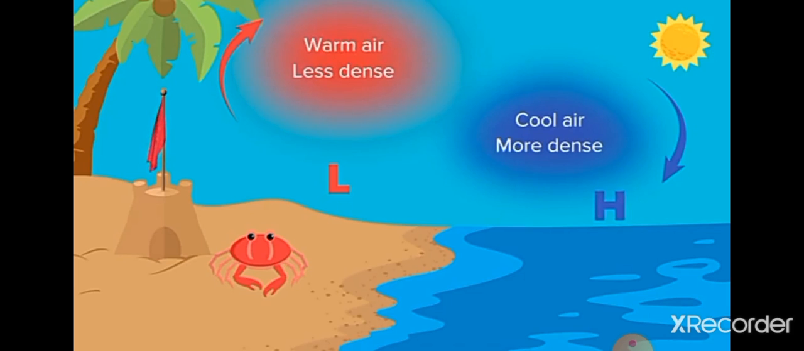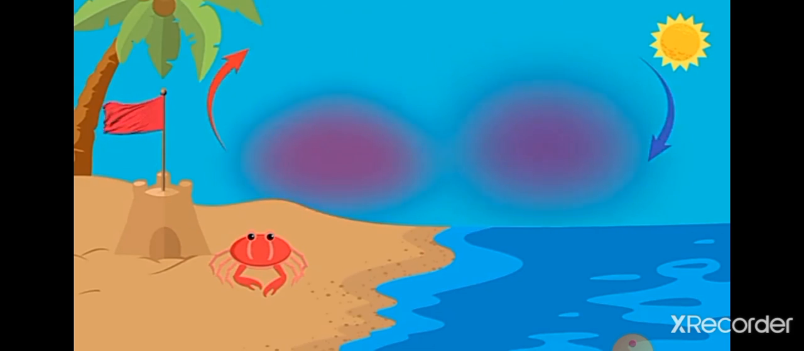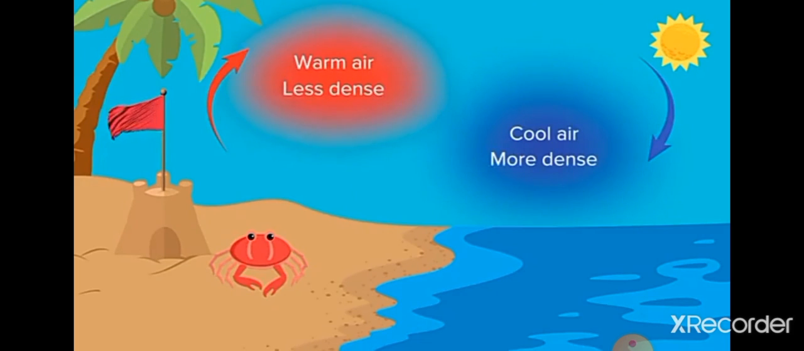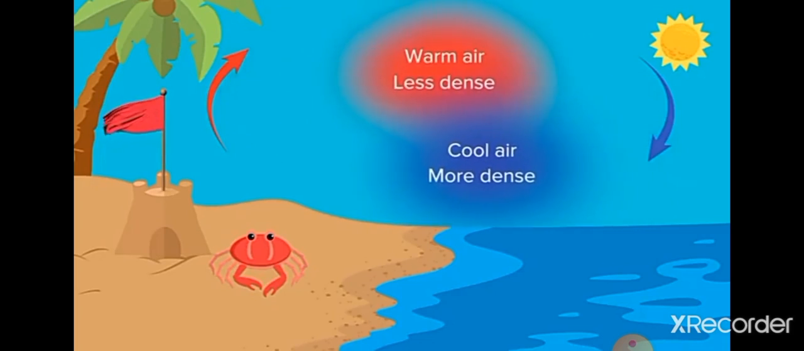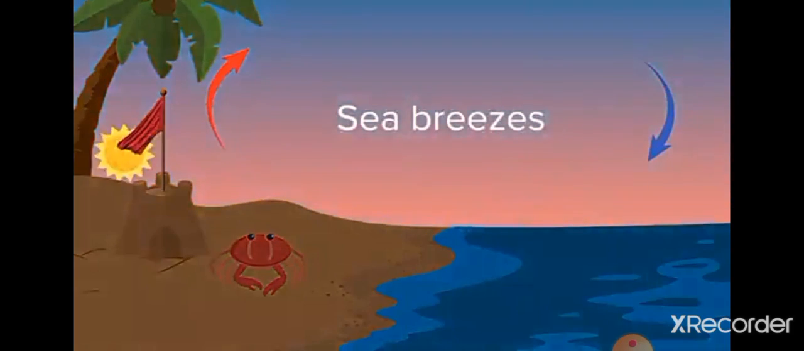The differences in pressure and air temperature create a convection current. Warm air over the land is replaced by cool ocean air. This air is warmed by the land and rises, and the cycle continues. Winds that blow from the sea to the land are called sea breezes.